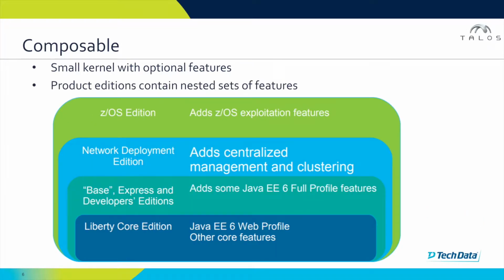There are several product editions. There is a core edition, which contains the Java EE6 web profile and some other core features. There are base, Express and Developers editions, which add some full profile features to that, and a Network Deployment edition, which adds centralized management and clustering to that. And z/OS has other features that are exploited by the z/OS edition, but they're all nested, so they all contain that Liberty Core edition.